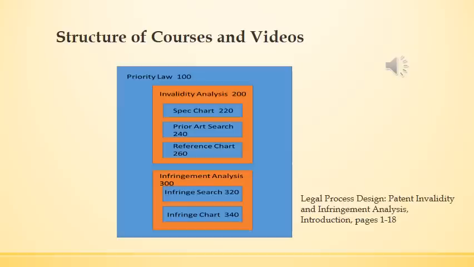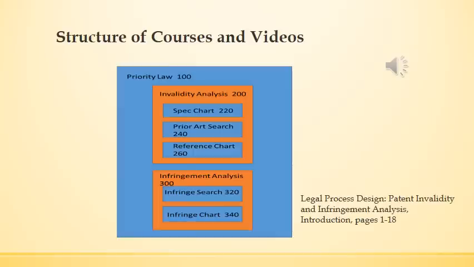The reference chart process, as we can see here on the slide, has to do with the difference between explicit anticipation versus anticipation by inherency. Also, more about the AIA 102(a)(2) references coming in that were not allowed under pre-AIA 102(e).